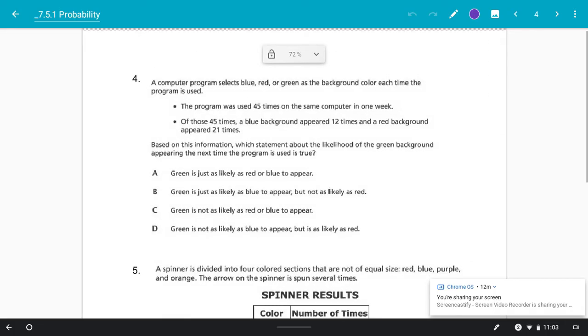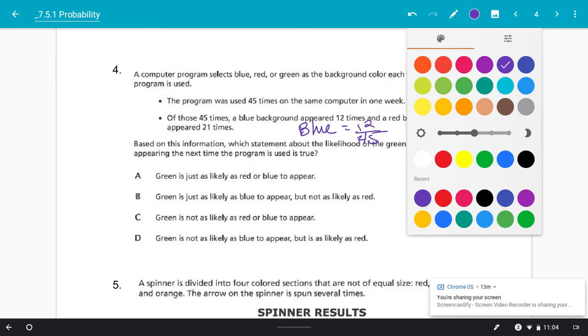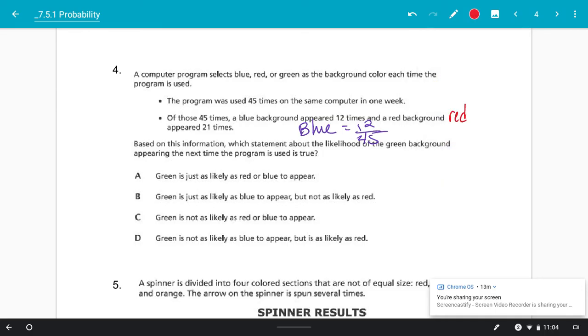All right, for our next example, a computer program selects blue, red, or green as the background color each time the program is used. So when we pull up the program, it's either going to come up as blue, red, or green for our background. The program was used 45 times on the same computer in 1 week. Of those 45 times, a blue background appeared 12 times and a red background appeared 21 times. So when we ran it to get blue, it came up 12 out of the 45 times. For the red background, it came up 21 out of the 45 times.